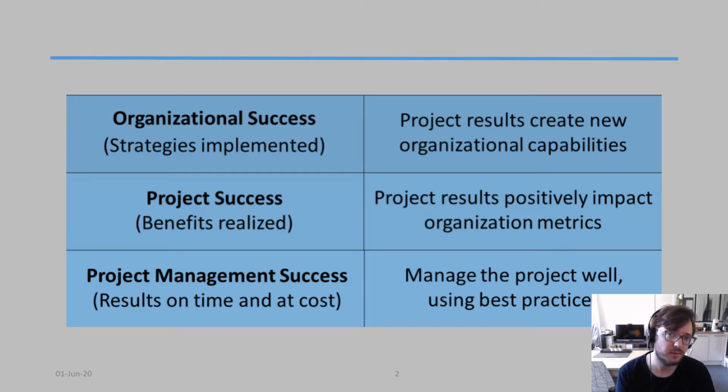So these are the three levels of success, and obviously the most important ones are those at the top. The best types of success are organizational success and project success, while project management success, I would say, is still good but not as important when it comes to realizing benefits. Obviously, the better your project management success, the higher the probability you might get another project.